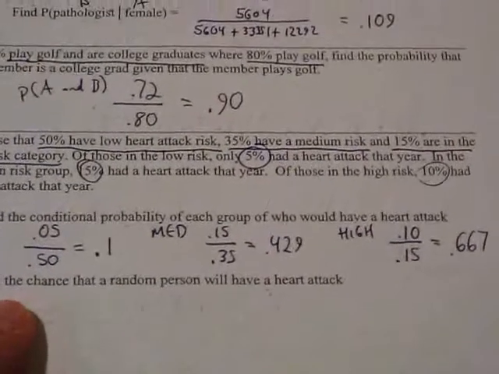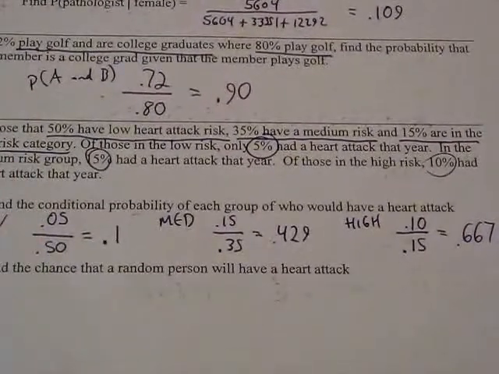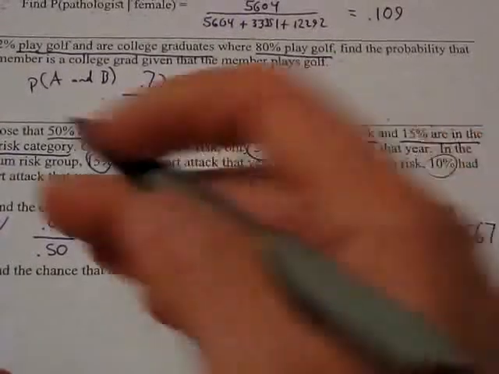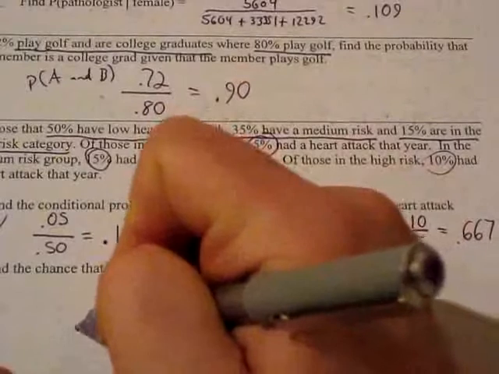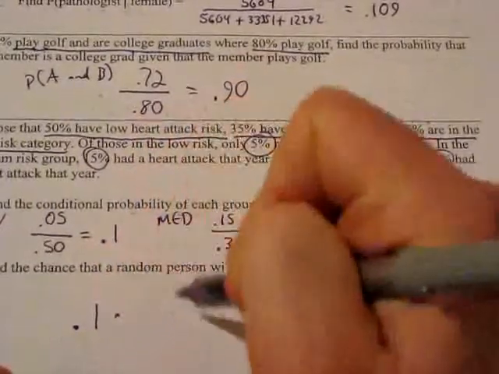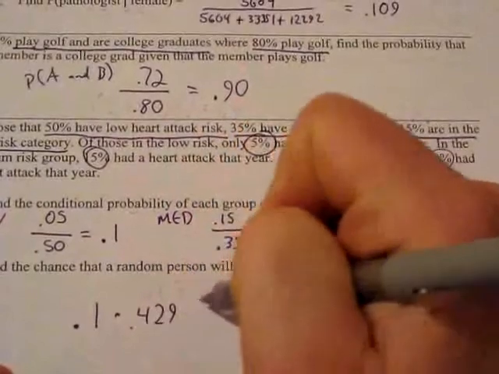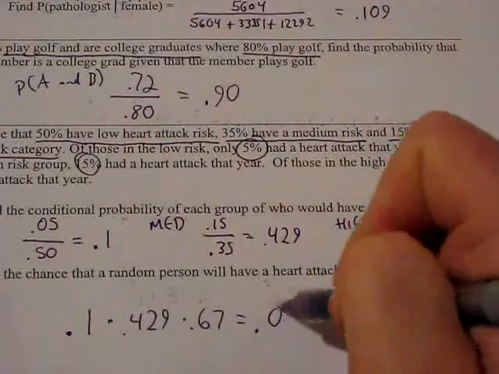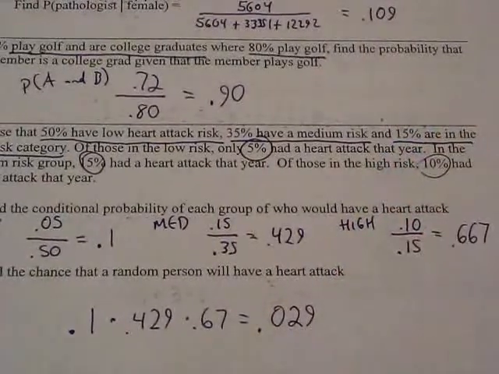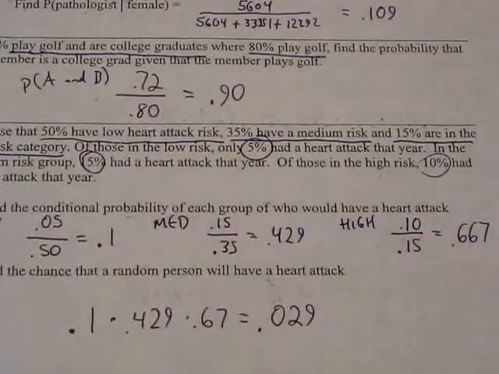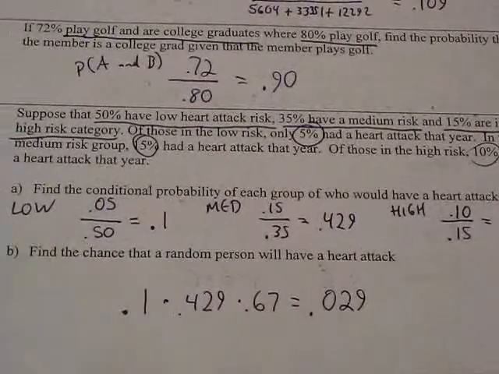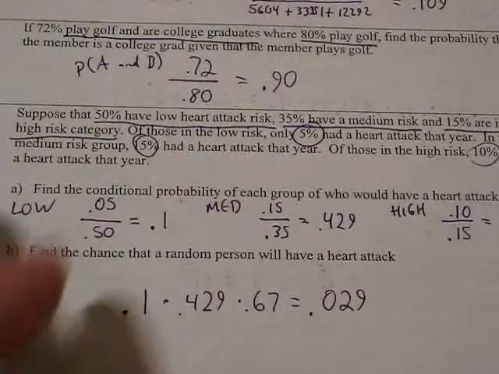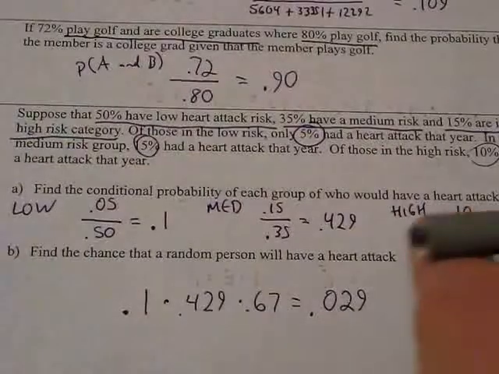Now find the chance that a random person will have a heart attack, which is the final question of the one that's in your book. Since these are three separate independent groups, this is going to be 0.1 times 0.429 times 0.67, and that gives us about a 3% chance, or 2.9%, that a random person will have a heart attack from these separate results. So when you do problem 21 in the book, which talks about car collision chances, this is the process you'll set up to solve that problem.